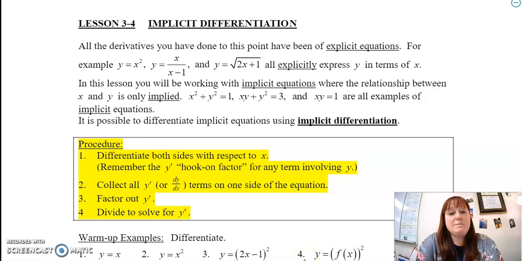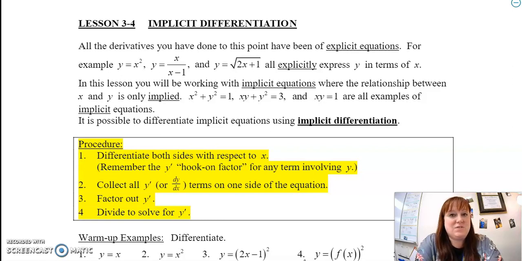Up until now, we've only been differentiating functions that are completely in terms of y. These are called explicit functions, meaning that y is all by itself because it's explicitly expressed in terms of x. Okay, so when y is all by itself, it is called an explicit function.